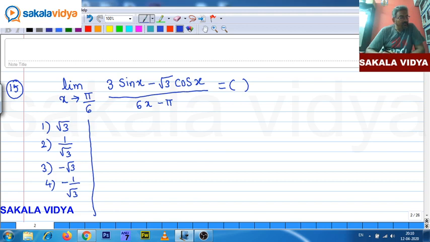How many hours we have to sit? Please let us... Actually, I will make... Ramesh Babu, can you please explain L'Hospital's rule once again?